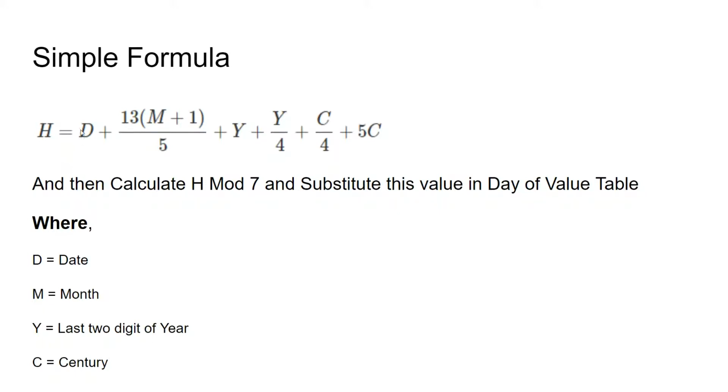D stands for date here, M stands for month, Y stands for the last two digits of the year. So if the year is 2019, then Y would be 19, and if the year is 1947, Y would be 47. And C stands for century. If the year is 2019, the century will be 20. If the year is 1947, the century would be 19.